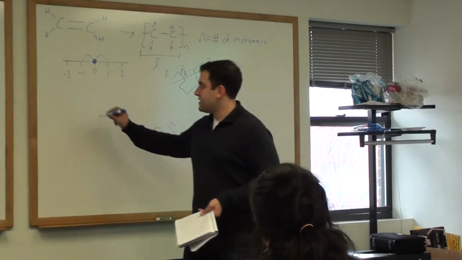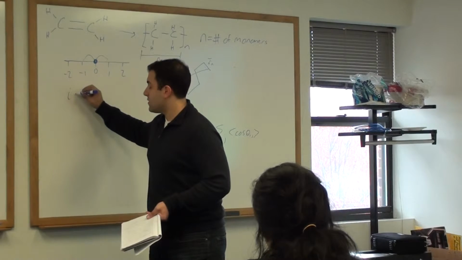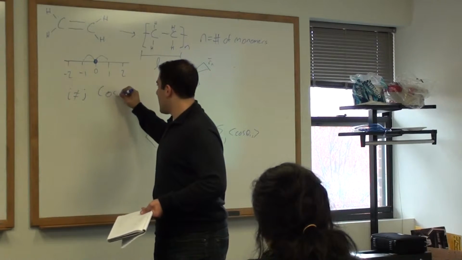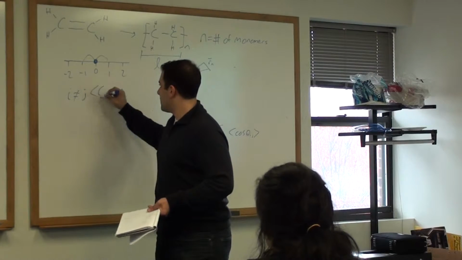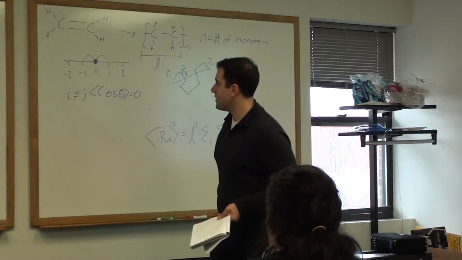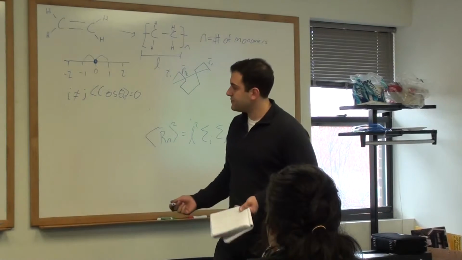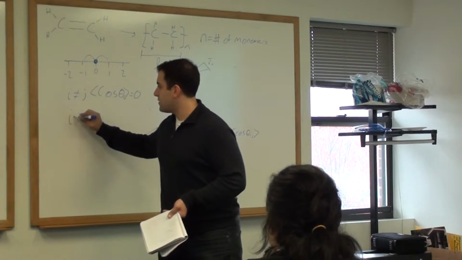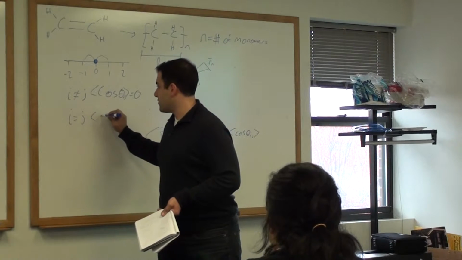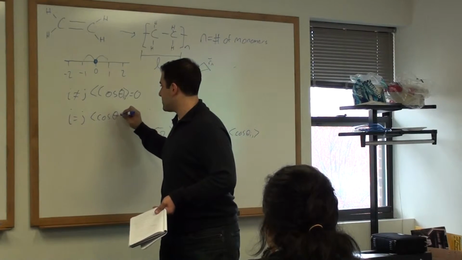So any case where i does not equal j, the cosine of the angle between them equals 0, because it averages to this case. However, if i is equal to j, then the angle between them is 0, so the average cosine between them is always going to be equal to 1.